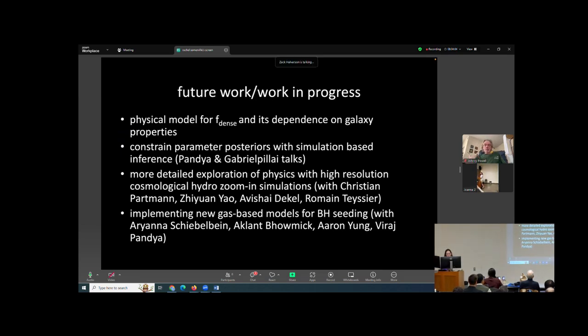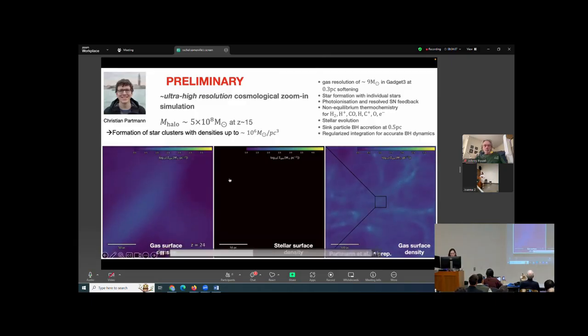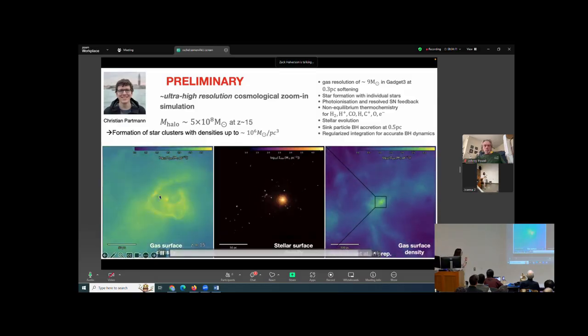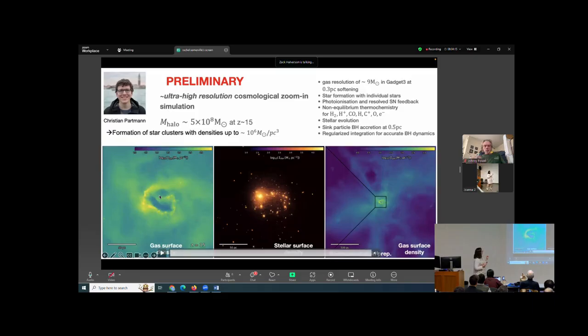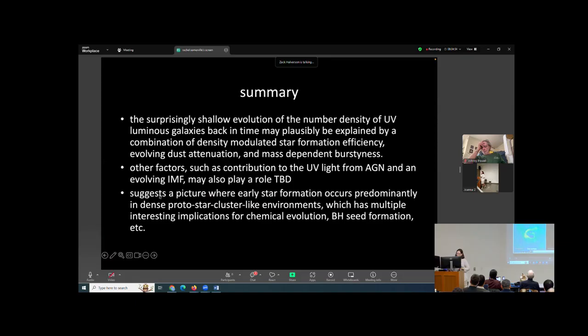So let me actually skip over this and just as a teaser show you a simulation that's being run currently by Christian Partman, in which we have very high resolution, 9 solar mass resolution, sub-parsec resolution, star formation with individual stars. And one thing that's particularly exciting is that we couple to a regularized integration scheme called KETCHU to actually solve the orbits of individual stars and stellar remnants and follow the formation of black holes in these protostellar clusters. And so you can see what the galaxy looks like in these simulations. We form these very, very dense star clusters. And so this may be what the earliest galaxies in the universe looked like. So thank you very much. I'll stop there.